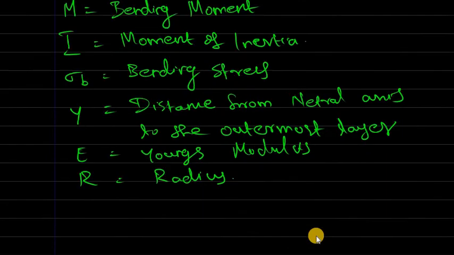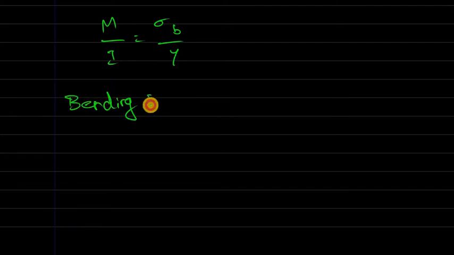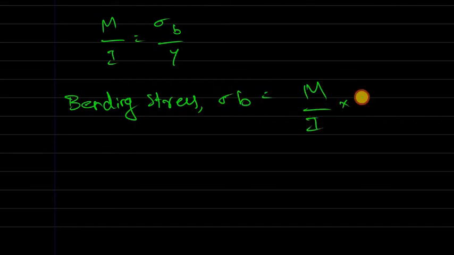From this bending equation, by taking the first part M by I is equal to sigma B by Y, we can derive an equation for bending stress like this. Bending stress sigma B is equal to M by I into Y, where M is the bending moment, I is the moment of inertia and Y is the distance towards the outermost layer from the neutral axis. So if you know the values of different parameters, then we will be able to calculate the stress value.